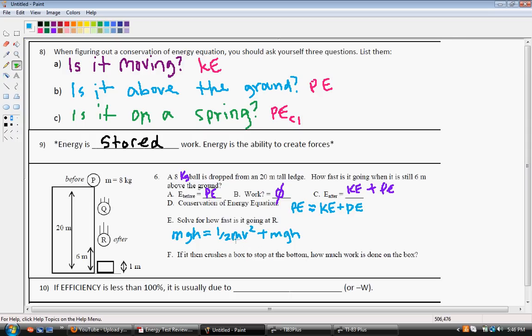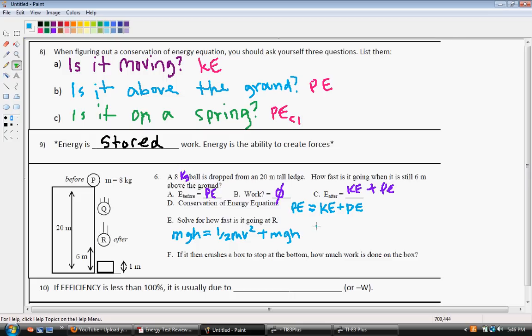Now, some of you might be thinking, we have an mgh on one side and an mgh on the other, why can't we just cancel them out? Well, first of all, we have an mgh which includes a height before. Our height before is 20 meters. On the right side, we have energy afterwards. Our height afterwards is only 6. So these are actually entirely different numbers, so we can't do anything about them.